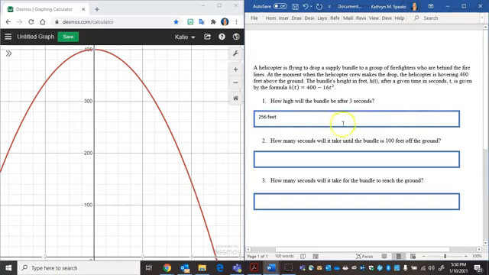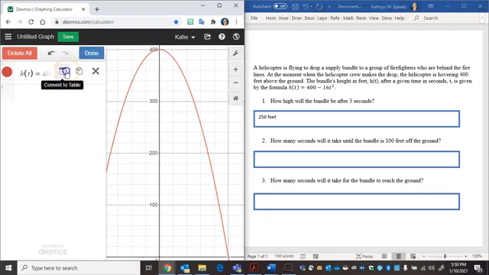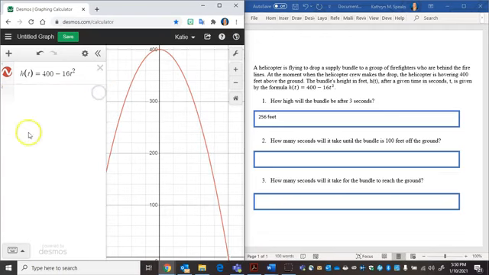The other thing that we can do is, remember I showed you how to change this from a graph to a table. So if I go back to where I have my graph entered in and click the little gear and change this to a table, they want to know at 3 seconds. So if I put 3 in, it tells me 256. So at 3 seconds, the height is 256. And then I'm going to close this table for now.